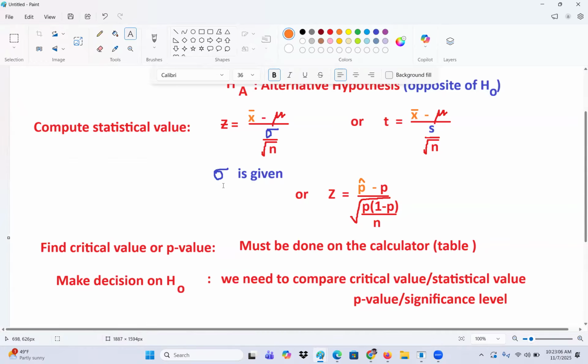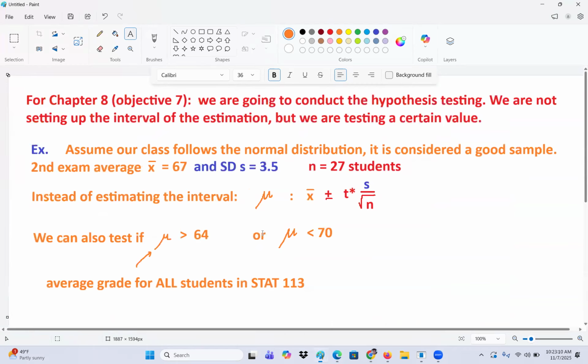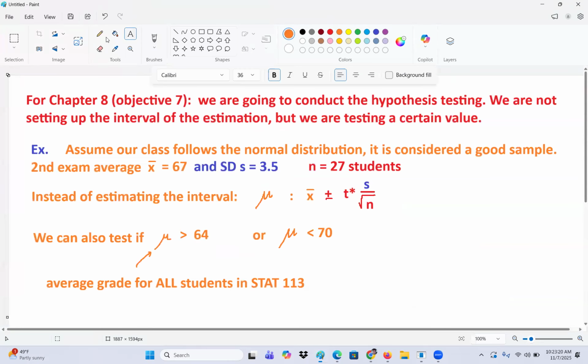Okay, so let's go back to the problem previously. Let's say we have estimated the mean was 67 and 3.5. I just want to rewrite this and make sure that people understand what it is.